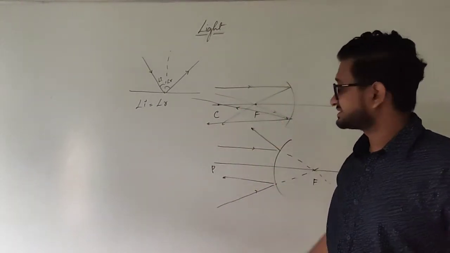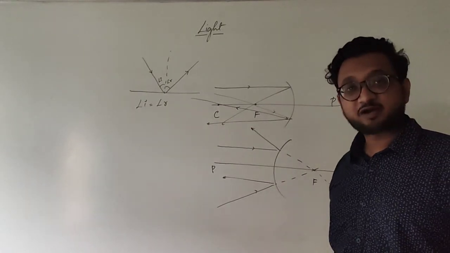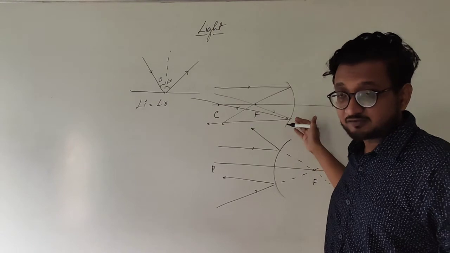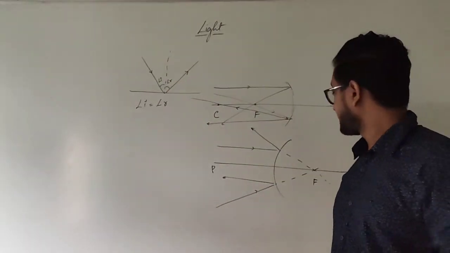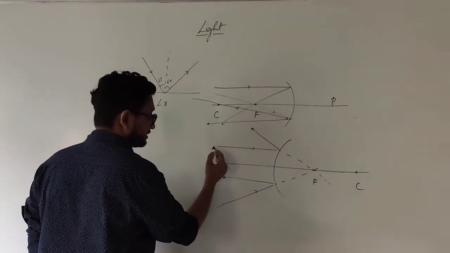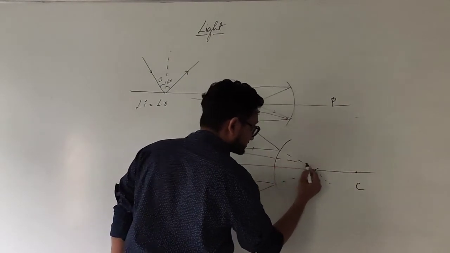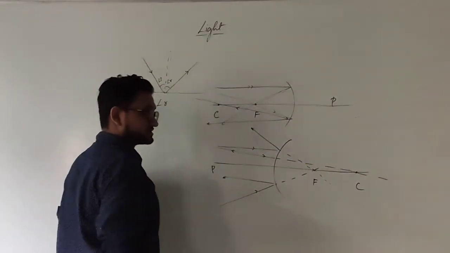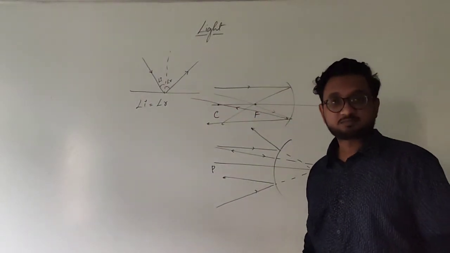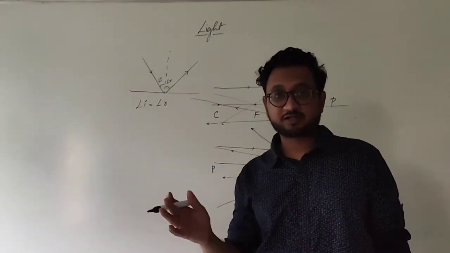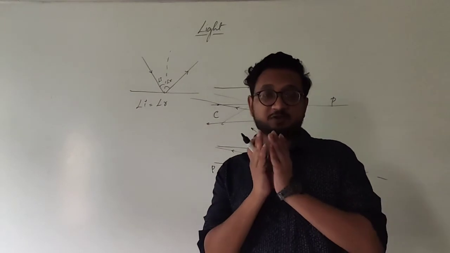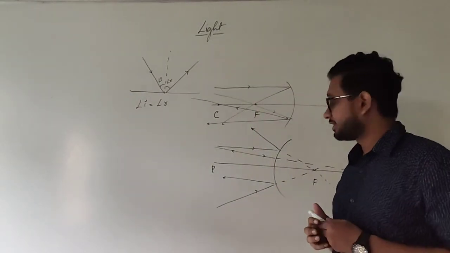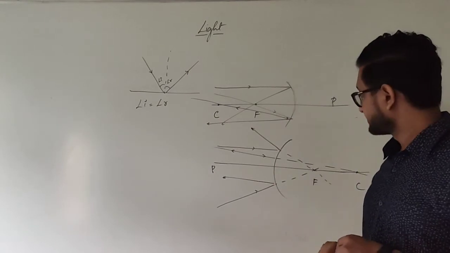The third case, if it is passing through the center of curvature like this, then after reflection it will follow back the same path. So if a ray of light is passing through the center of curvature and falling on the mirror, then after reflection it will follow the same path. Same thing over here. If a ray of light is incident like this, then after reflection it will follow back the same path. It will not deflect, it will not change its path. It will come back on the same path that it came. I hope it is clear to you, students.